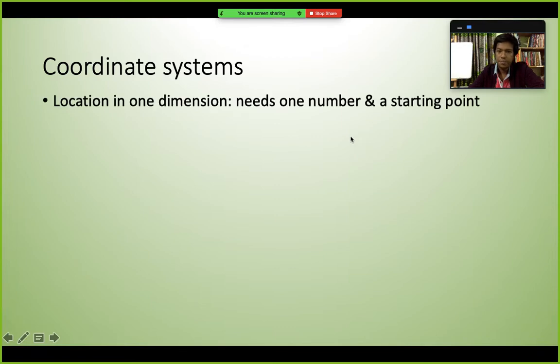Coordinate system. What is a coordinate system? How do we locate something in our daily life? Suppose I say, where are you now? What will be your answer? You are at your house, you are in your room, or sitting on some chair, all right?